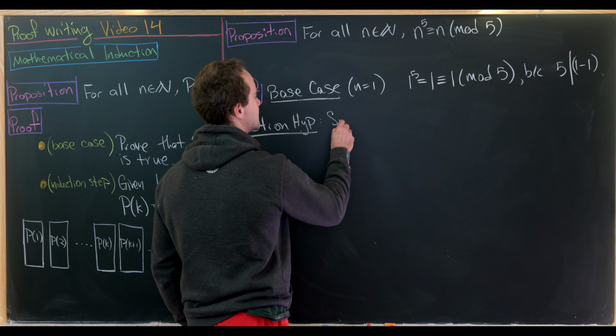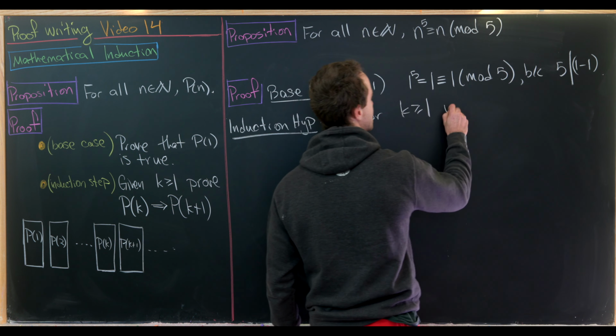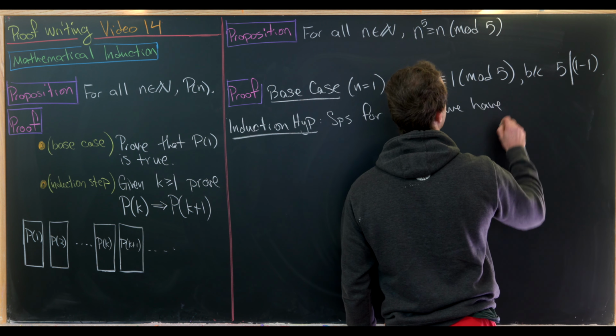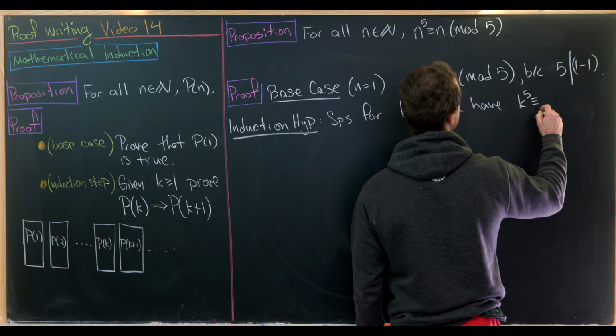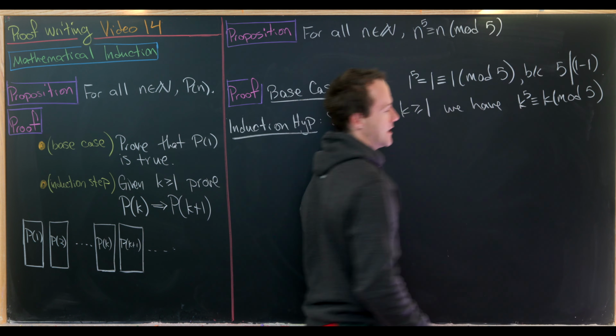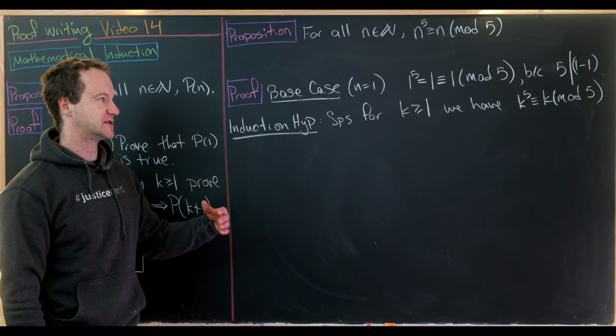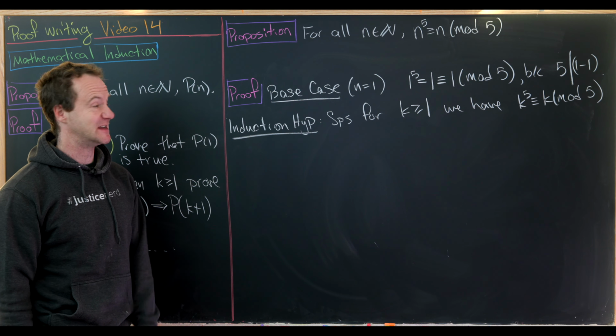So let's suppose for some k bigger than or equal to 1, we have the result. So in other words, k to the 5th is congruent to k modulo 5. Great. And now what we want to end up with is k plus 1 to the 5th is congruent to k plus 1 mod 5. But we have to get there.